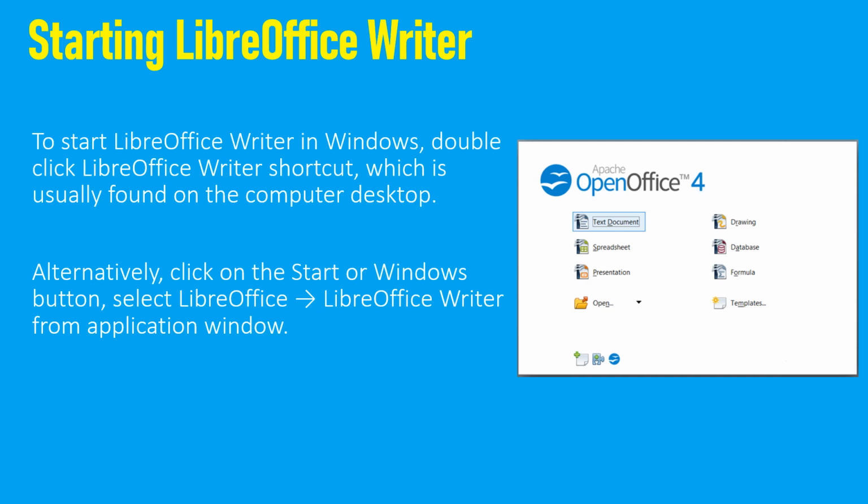Next is starting LibreOffice Writer. If you want to use LibreOffice Writer, then you have to click on the shortcut icon which is available on your computer desktop. There's another method: click on the Windows button, then click on LibreOffice, then select LibreOffice Writer. When you click LibreOffice Writer, you will find this type of interface, in which you have to click this icon to open LibreOffice Writer.